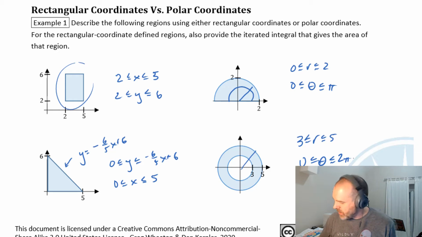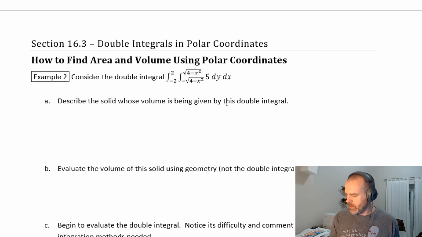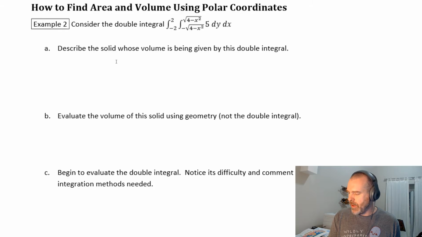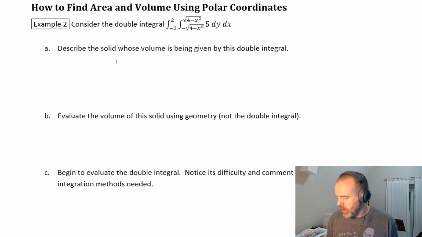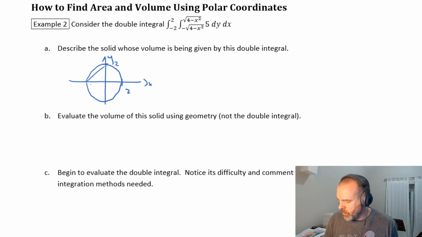Let's look at some area and volume in polar coordinates. So how to find area and volume using polar coordinates. Let's consider this double integral. First of all, I want to describe the solid whose volume is being given. Let's look at the region in the xy plane. We have y going from negative square root of 4 minus x squared to positive square root of 4 minus x squared, and x is going from negative 2 to 2.